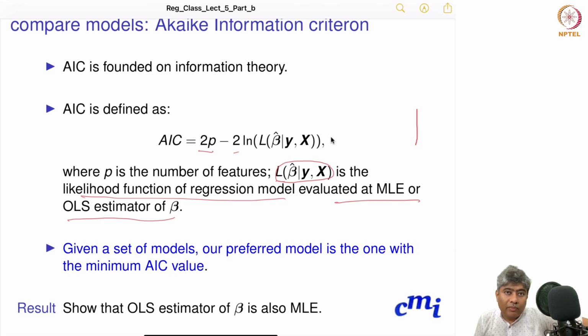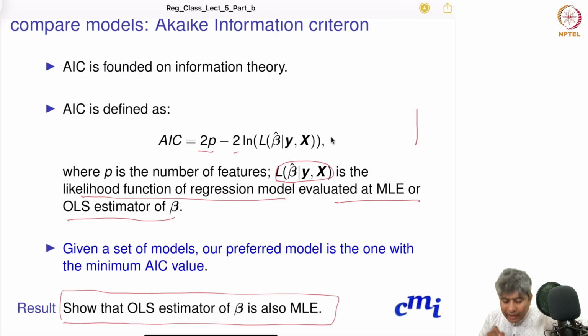I'm giving you this one as a try-by-yourself exercise: show that the OLS estimator of beta is also the maximum likelihood estimator for the standard regression model that we have discussed so far. If you take that model, the OLS estimator of beta and the maximum likelihood estimator of beta turn out to be exactly the same. So can you show that? It's a small theory problem to solve, a theoretical practical exercise.